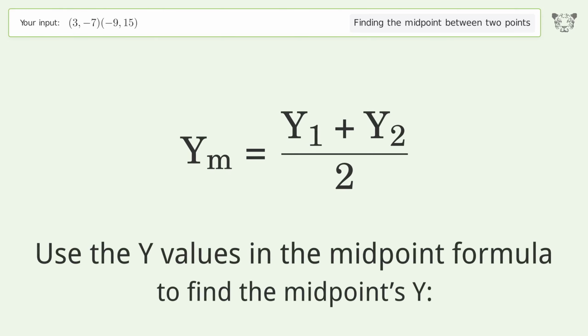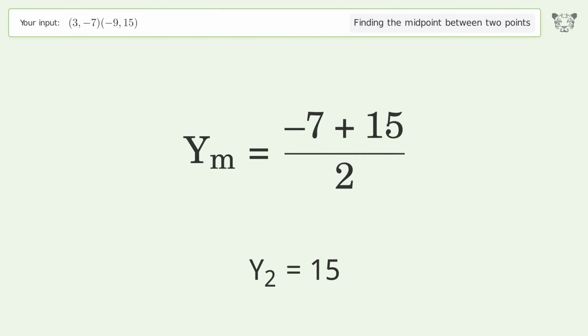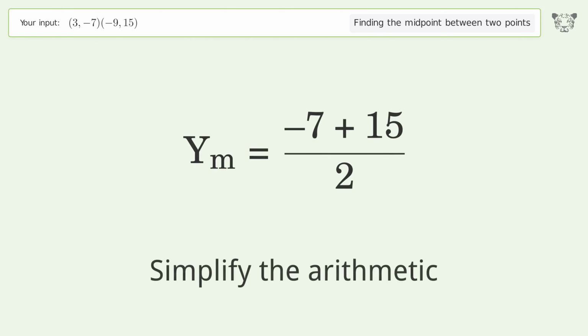Use the y values in the midpoint formula to find the midpoint's y. y1 equals -7. y2 equals 15. Simplify the arithmetic.